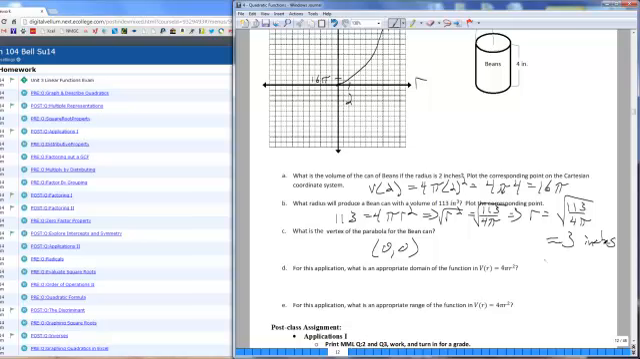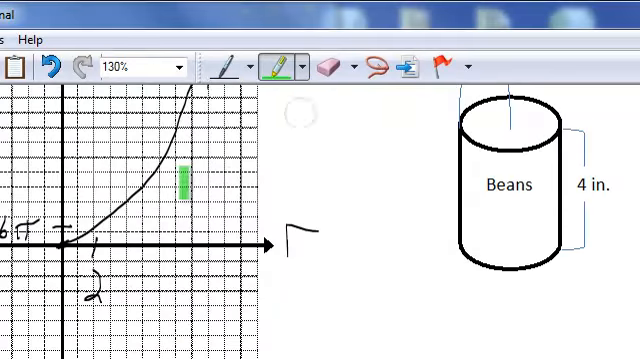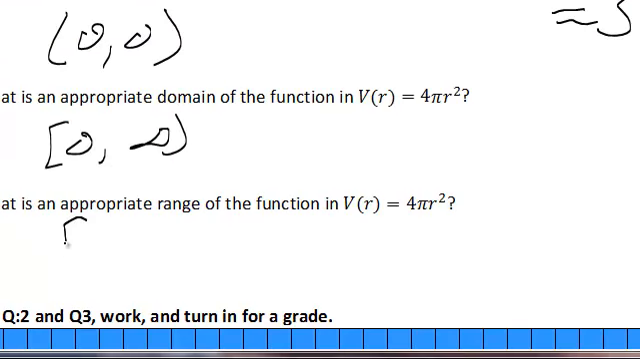2.99. What is an appropriate domain? Well, the domain is going to be from 0 out to infinity. It never ends. So the domain of this problem goes on forever. What about the range? Same thing. It's from 0 to infinity. As my radius increases, so does my volume.